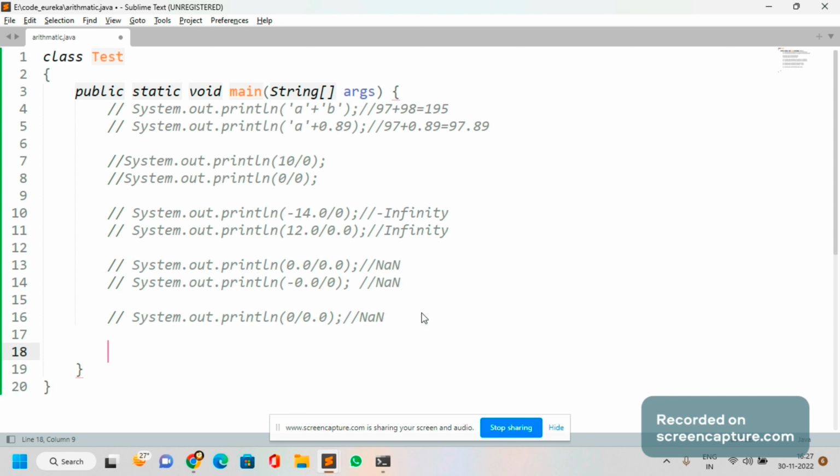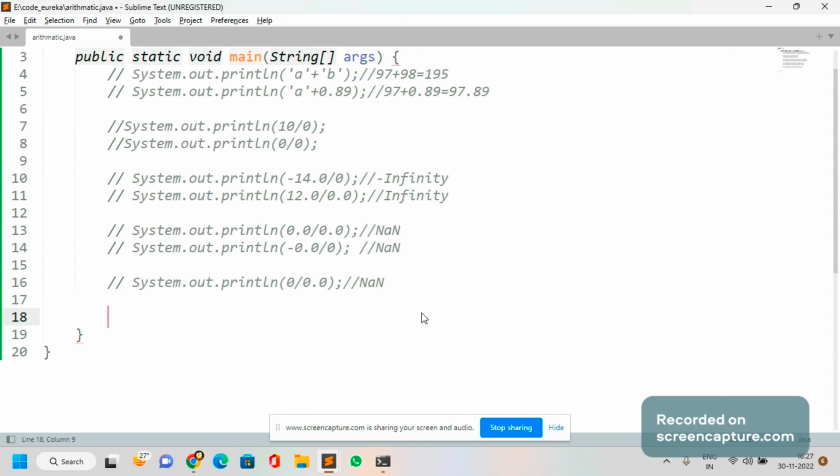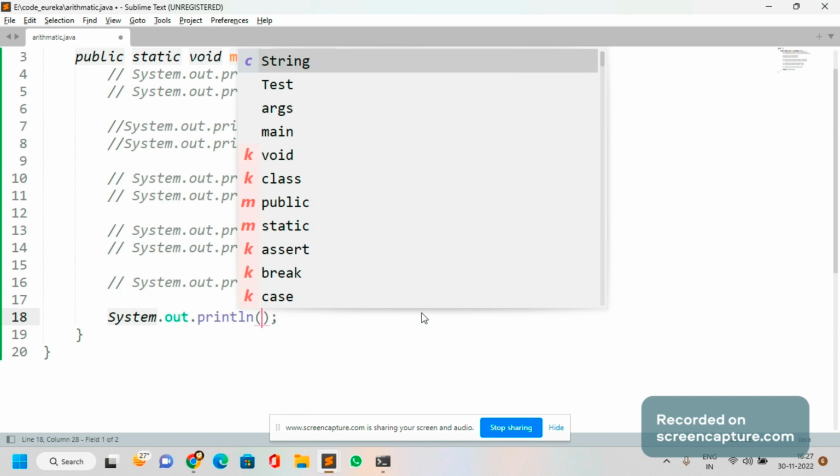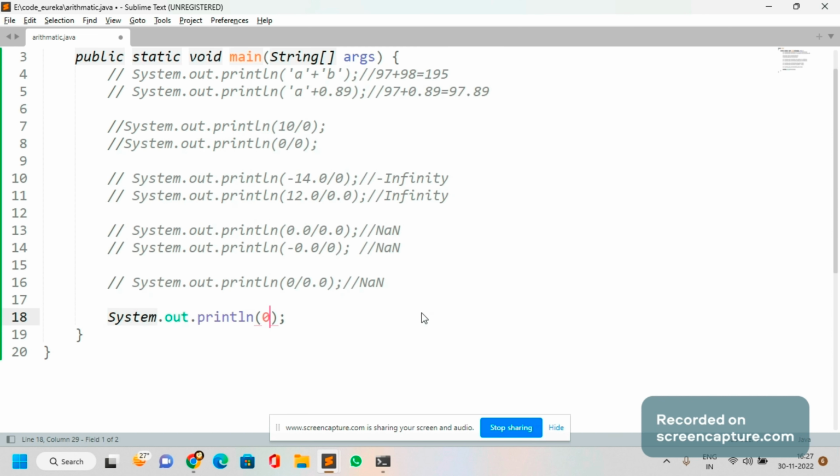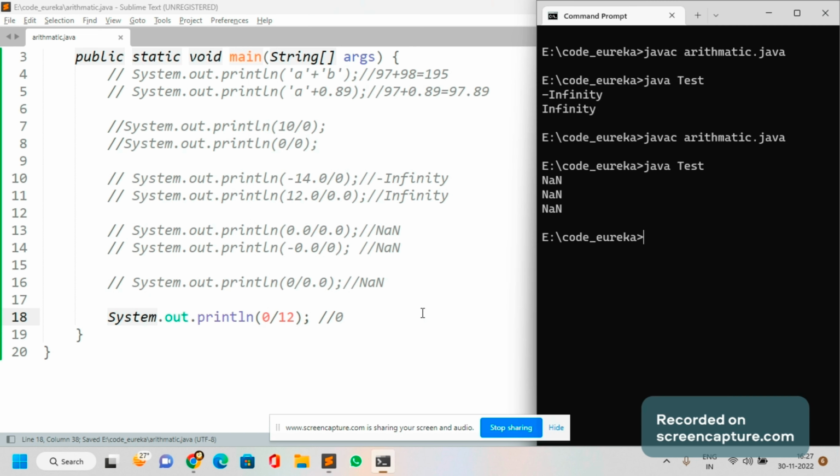Next, System.out.println(0 / 12). Here 0 divided by any number, the output will be what? 0. Let's check, compile, run. The output is 0.